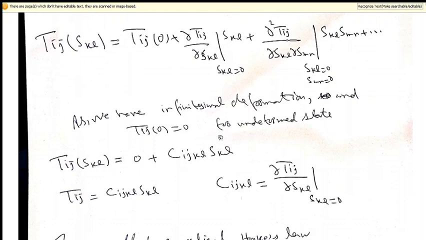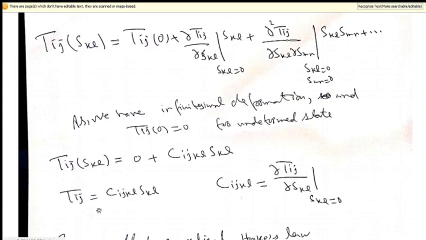Now what is Cijkl? This Cijkl is simply equal to this thing which is written here, partial Tij partial SKL at SKL equal to 0. This is Cijkl. Now we have this equation Tij equals Cijkl SKL. This is the relation between stress and strain, and this is called the generalized Hooke's law, and this is a linear relation between stress and strain. This C linearly relates T and S, stress and strain.